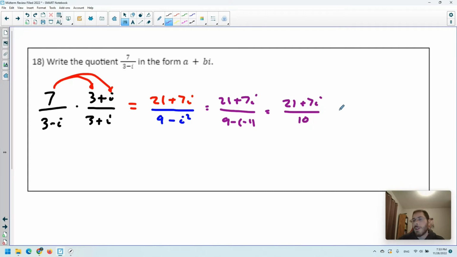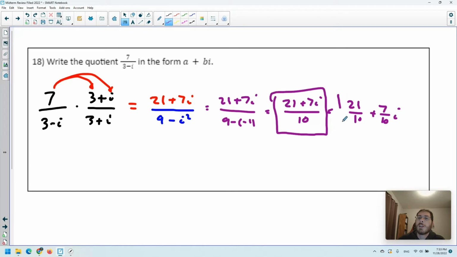And again, you can leave it like that if you want. I know a lot of people on the test were writing it as 21 over 10 plus 7 over 10i. Yeah, that's how Savas wanted you to do it too. So if you wanted to write it that way, you can. And that's it. That's our final answer. So I'll take either this one or that one. That one looks good to me.